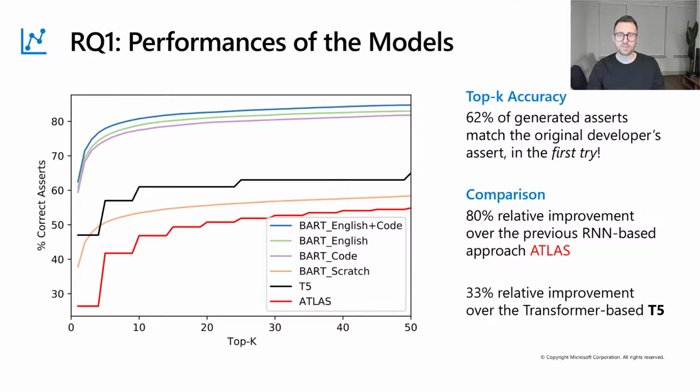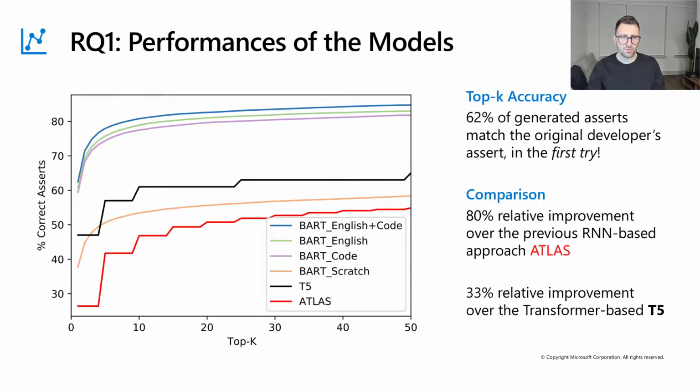Here we can see that the BART English plus code model in blue can predict the original assert statement in 62% of the cases in the very first try, which represents the first prediction from beam search. The models with only English and only code pretraining have slightly lower performances. Our best model, BART English plus code, obtained an 80% relative improvement over the previous RNN-based approach Atlas, which is represented in red in this figure, and a 33% relative improvement over the T5 model, represented in black.